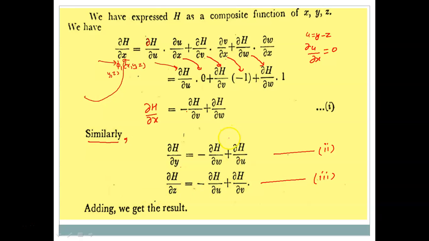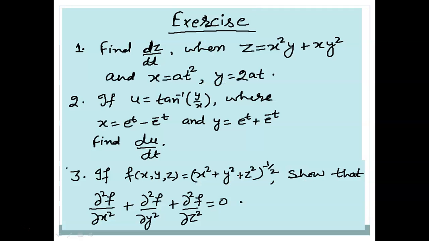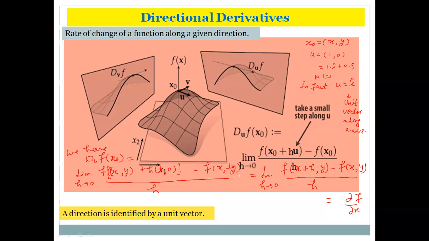Adding all these, you get on the left hand side del h by del x plus del h by del y plus del h by del z, and on the right hand side, when you add all these terms, they will be cancelled out, and we will get the desired result. So this is the exercise. Based on these, you can try this regarding finding the composite function.